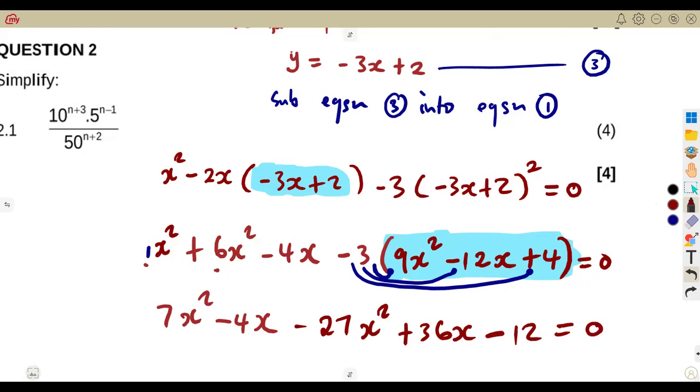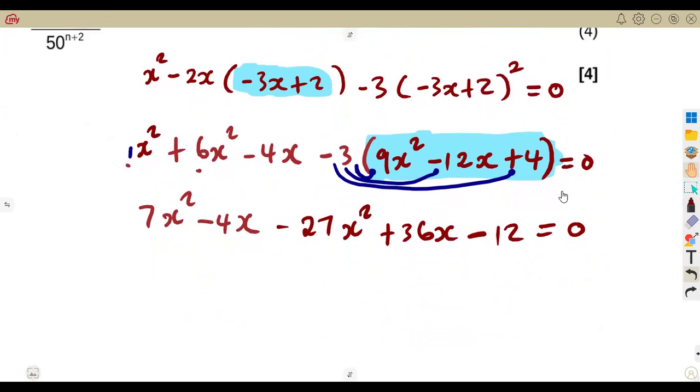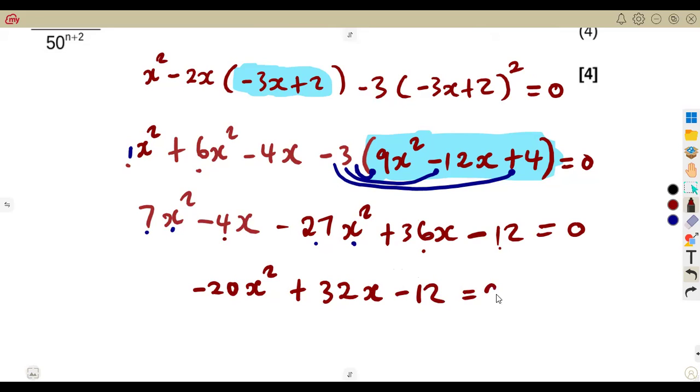That's equal to 0. All right, so this is where we are. We can collect the like terms again, the x squared and the x squared. So that's 7 minus 27, which is negative 20. So that's negative 20x squared. The same thing, negative 4 plus 36. That's 36 minus 4, which is 32, positive 32x. Then the minus 12 is equal to 0.